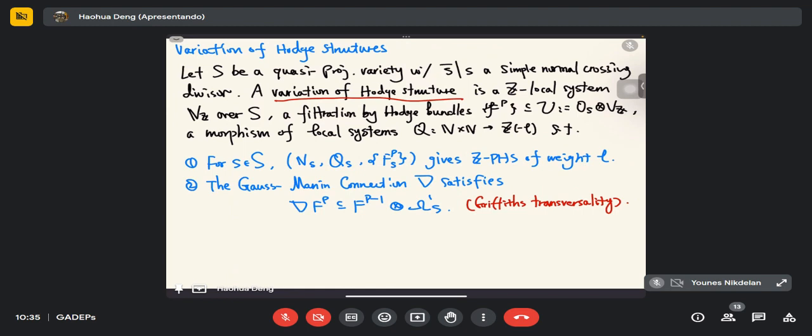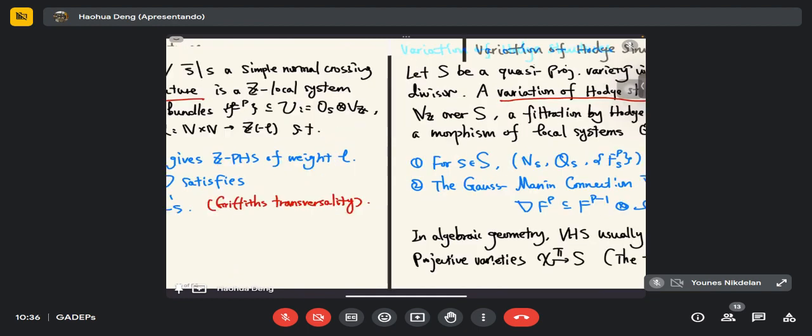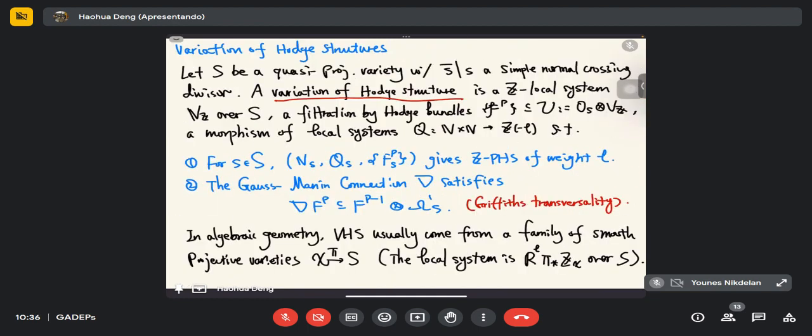In algebraic geometry, such a VHS is very frequent and can be obtained, for example, from a family of smooth projective varieties. For these families, we push forward the integral local systems on the total space. In this case, fiberwise we get the Hodge structure of the corresponding fiber, which by our assumption is a smooth projective variety.